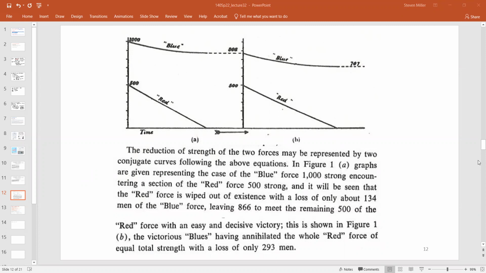And so rather than having the blue go all the way down to 500, the blue go down to 800 something. And now they turn and they face the other 500. So before we talked about an army of 1,000 faces an army of 500, goes down to 500, faces another army of 500, goes down to 0. Now you fight with 800 something against 500, and you finish with 707. That is a remarkable difference than ending with 0.